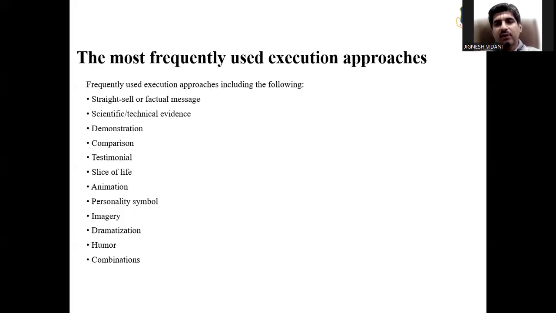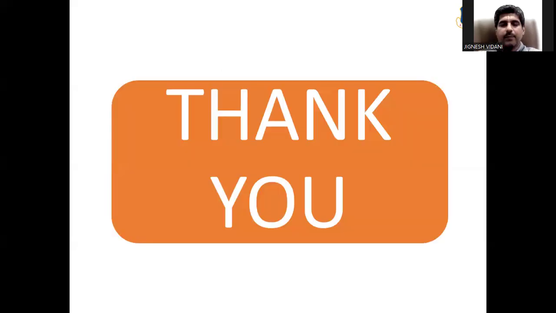These are the most frequently used execution approaches: straight sale or factual sales, scientific technical evidence, demonstration, comparison, testimonial, slice of life, animation, personality symbol, imaginary, dramatization, humor, and a combination of all. So with this, we end up with one more concept of the integrated marketing communication subject.